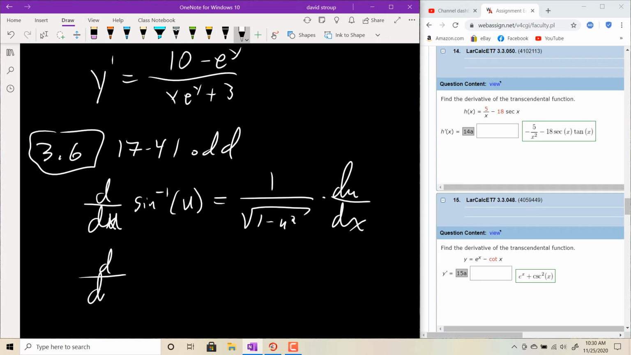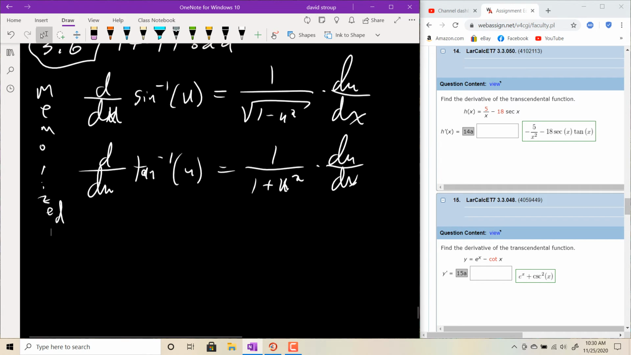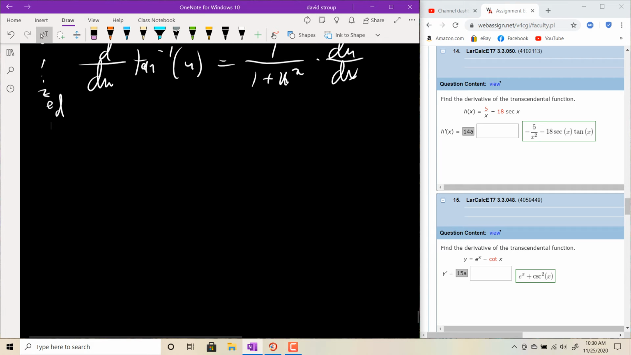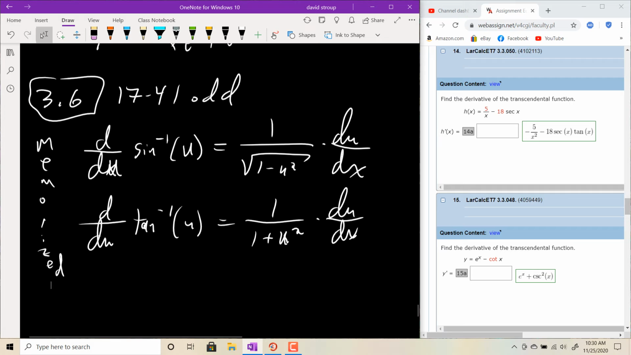And then the derivative with respect to x of tan inverse, or arctan if you would rather, of u is 1 all over 1 plus u squared times the derivative of u with respect to x. So you have to have those memorized. Of course, there's no formulas given on the test. So let's take a look at some of these. Okay, so what did I say? 17 to 41.